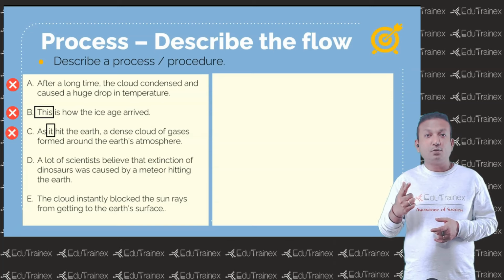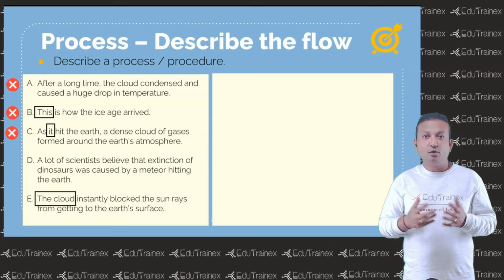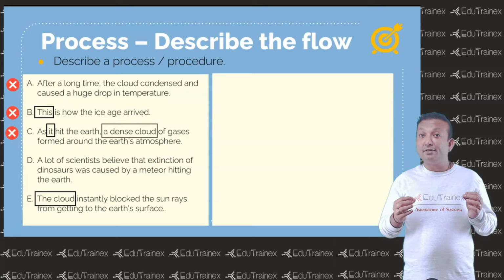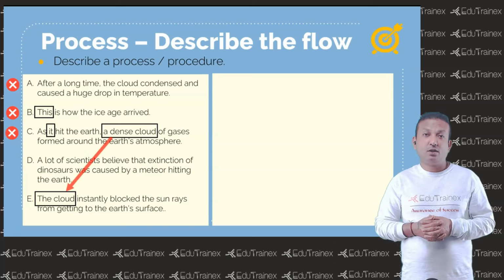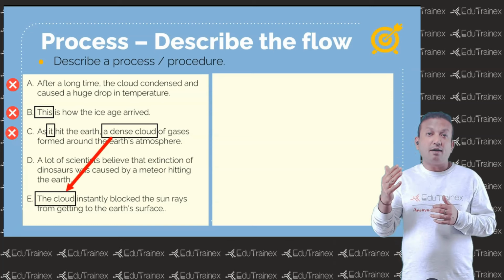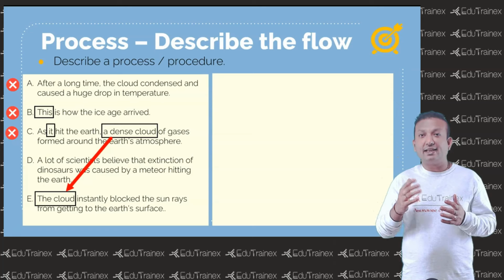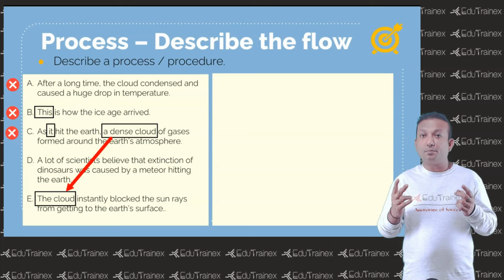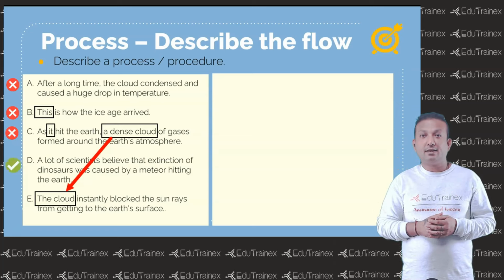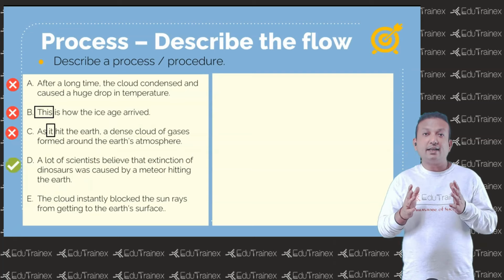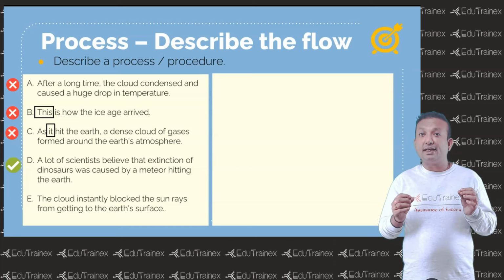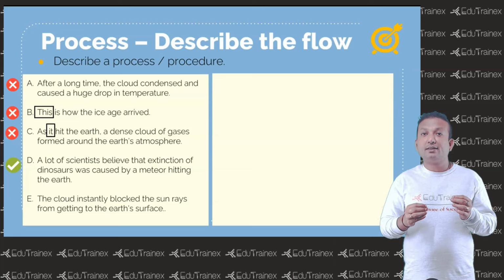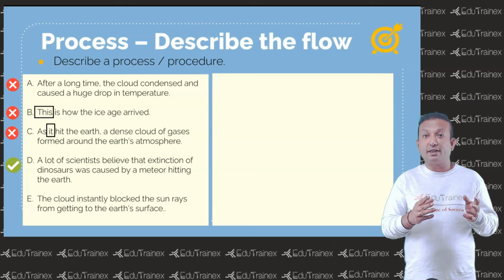Let's look at option E first. Again, we use the knowledge of definite and indefinite articles here. It says the cloud instantly blocked the sun. So this option should come after option C, which says a cloud. So that leaves us with option D as the first sentence. And the second reason is that we are describing a process of how the dinosaurs went extinct. Clearly, option D talks about the beginning, how scientists believed that a meteor caused the extinction of dinosaurs.